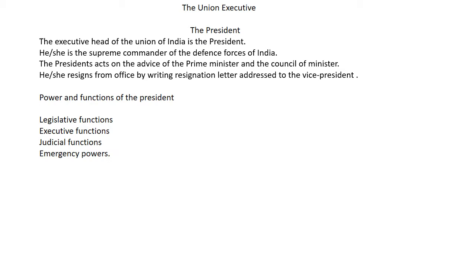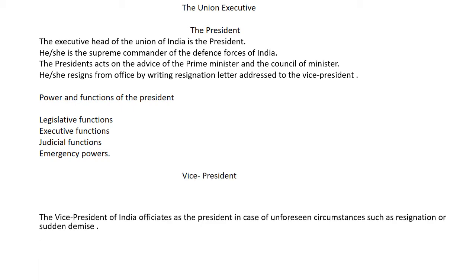Emergency power. The president, on the advice of the Council of Ministers, can declare a state of emergency. If the country is threatened by an attack from outside, a disturbance from within or financial crisis, or when there is a breakdown of law and order in a state, the president can take over the administration of the state. This is called the president's rule, and it is a state emergency. When there is a threat to the financial stability of India, a financial emergency can be declared by the president.